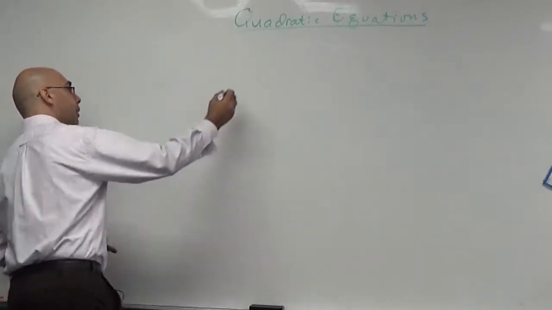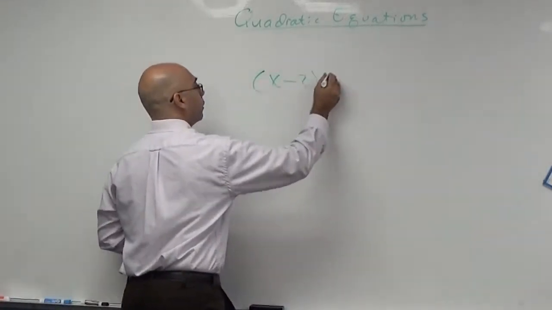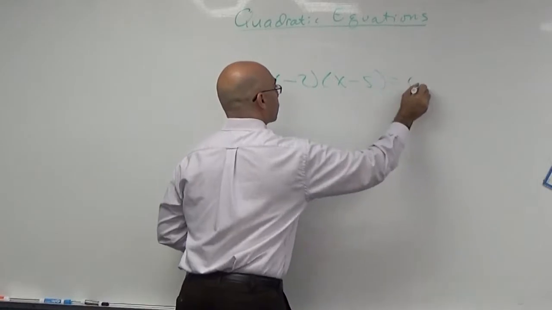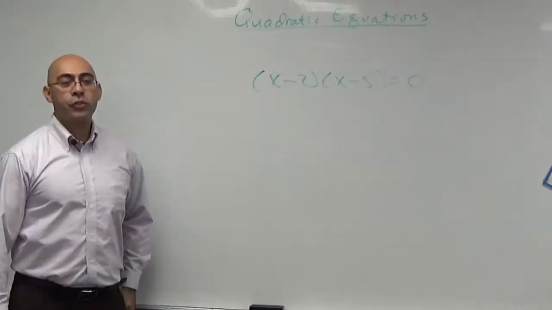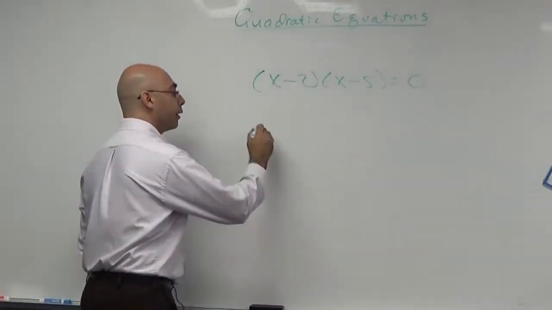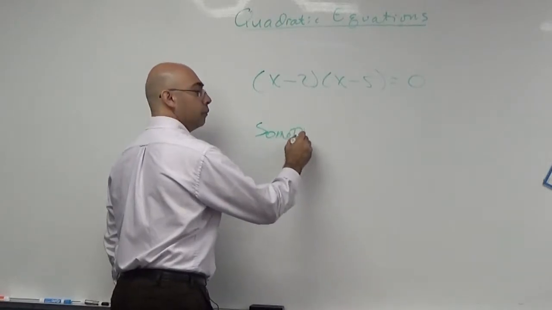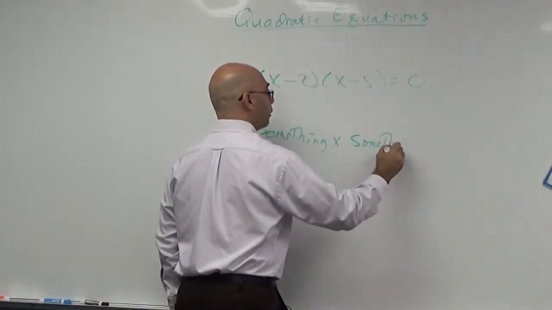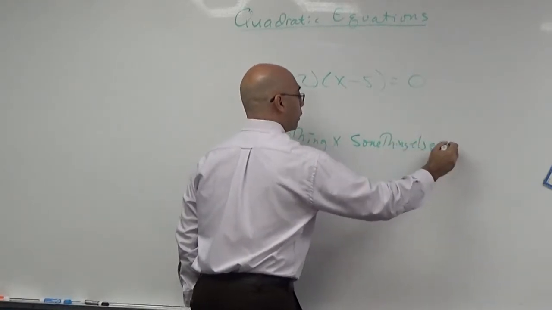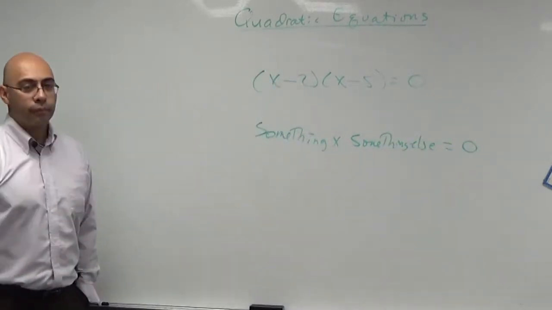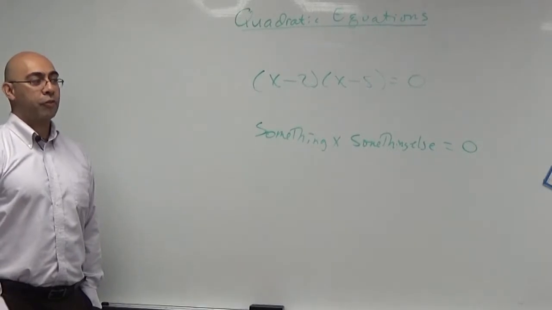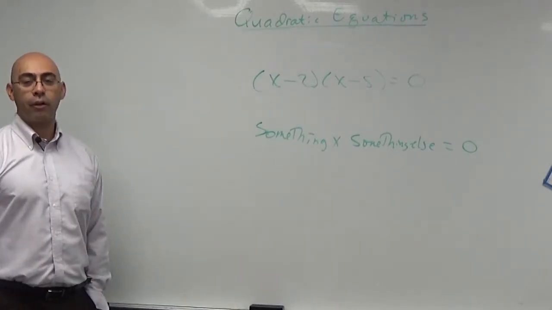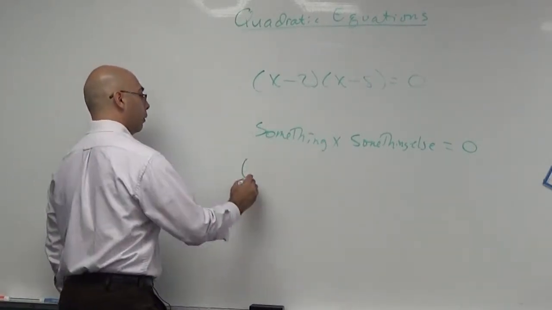(x minus 2)(x minus 5) equals 0. And all they're saying is this. You have something times something else equals 0. So what does that mean if you have something times something else equals 0?